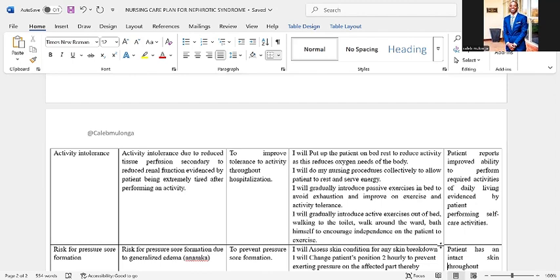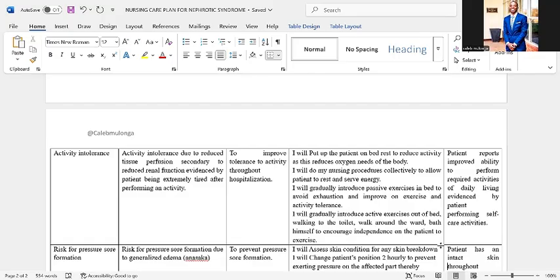Let us look at some of the interventions that we can put up. Firstly, we have to put this patient on bed rest. So I'll put the patient on bed rest to reduce activity, as this reduces oxygen needs of the body. Number two, I will do my nursing procedures collectively or in block to allow the patient to rest. Number three, I will gradually introduce passive exercise in bed to avoid exhaustion of the patient and improve on exercise and activity tolerance.